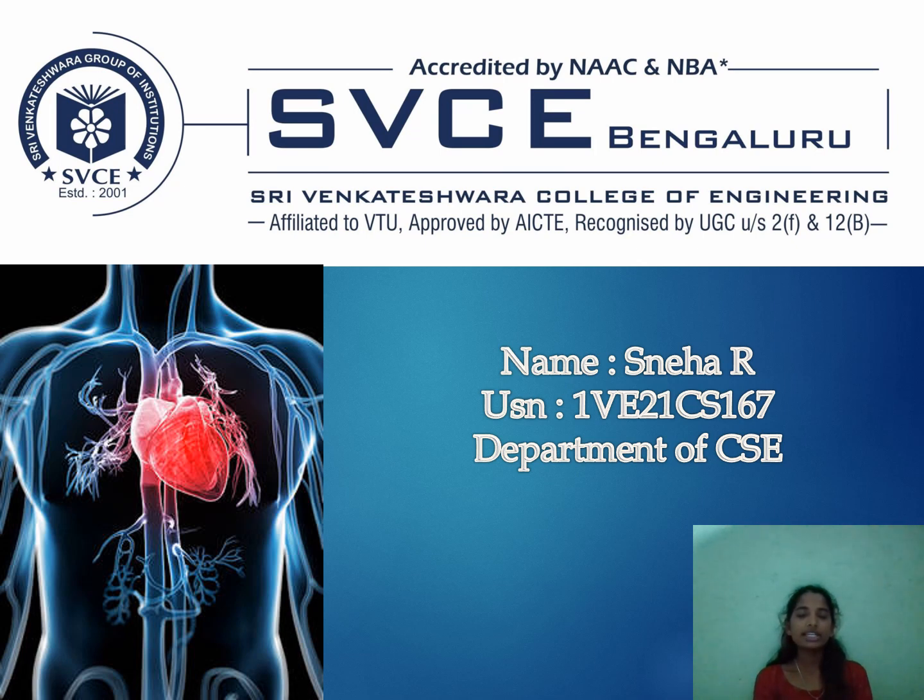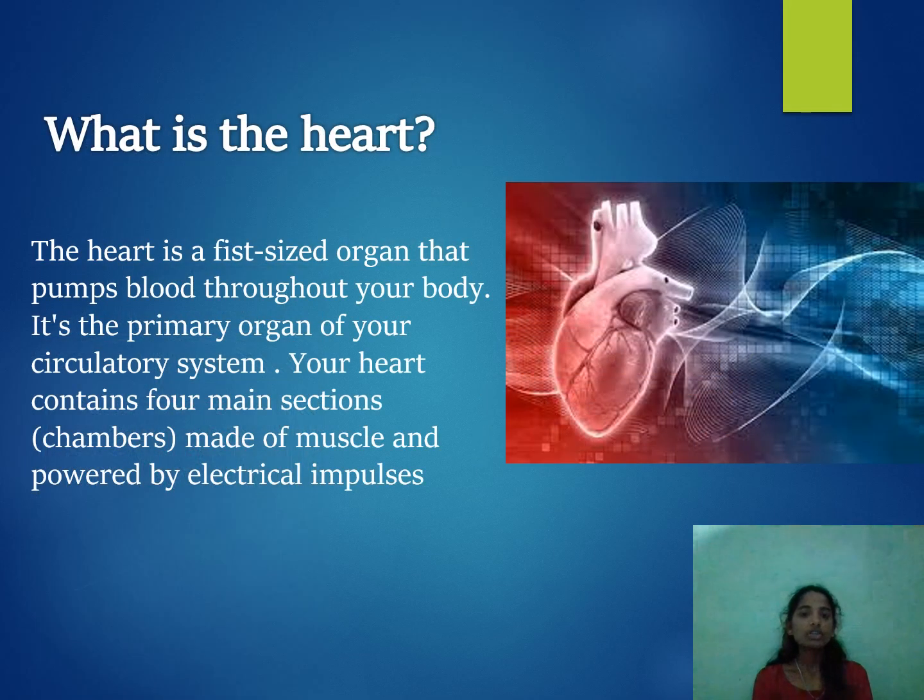Today we are going to see about the human heart. So let's see what is heart. The heart is a fist-sized organ that pumps blood throughout your body. It's a primary organ of your circulatory system. Your heart contains four main sections made up of muscles and powered by electrical impulses.